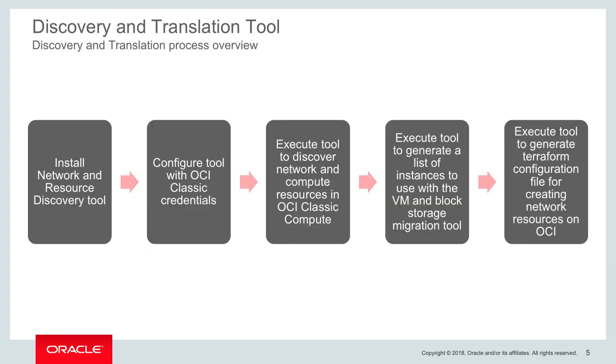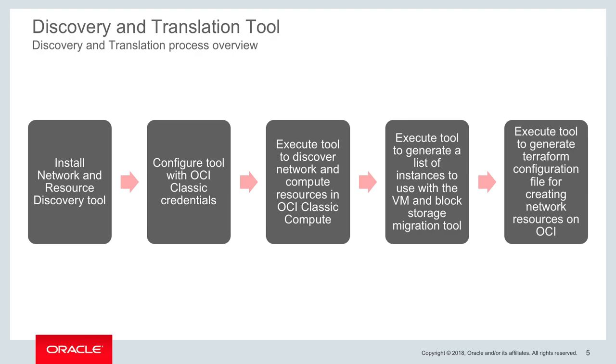Let us now look at the process overview for discovery and translation. You start off by installing the Network and Resource Discovery tool, and this tool can be installed on Windows, Mac OS, and Linux. This tool is bundled in the block and VM migration image that customers can use for migrating the block and VM instances from OCI Classic to OCI.